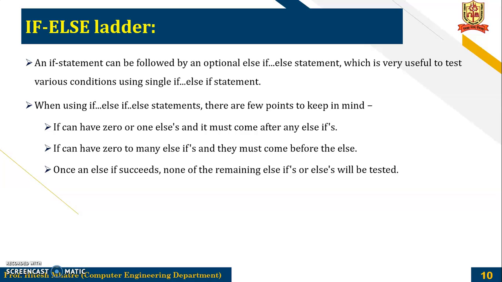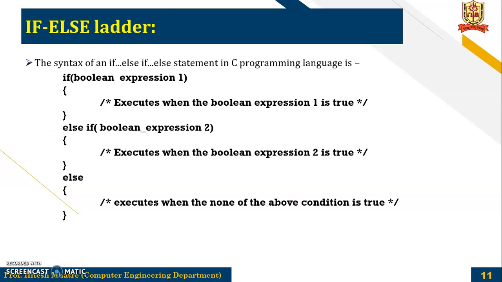So if the condition is false and it goes to the else if statement, and if any one of the else if succeeds, means the condition is true, then after that whatever else if or else statements are there will not be executed. So just an example here, a syntax. If boolean expression 1, so condition 1 is checked, this will execute if condition 1 is true. Else means if condition 1 is false. Else if means again check another condition, that is expression 2. This will execute when expression 2 is true.